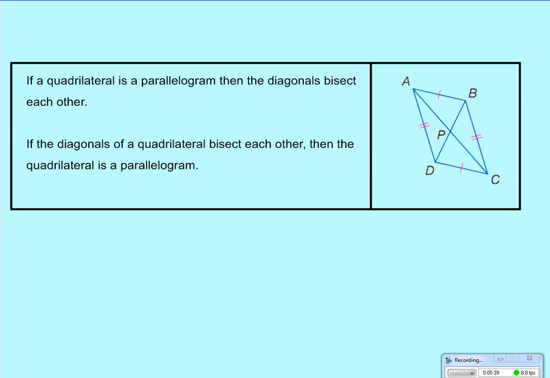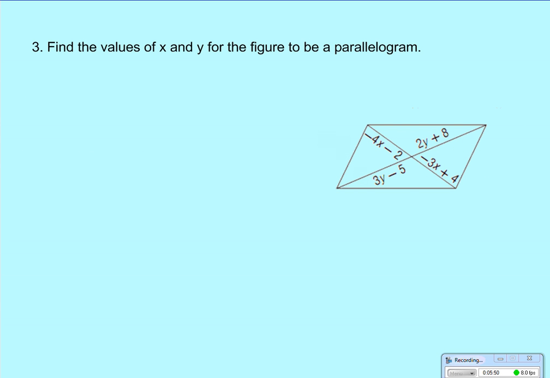If a quadrilateral is a parallelogram, then the diagonals bisect each other. So I mentioned that before. These two will be congruent to each other. These two will be congruent to each other. And likewise, if it's true backwards, it's true forward. So that means negative 4x minus 2 equals negative 3x plus 4. And likewise, 3y minus 5 equals 2y plus 8.